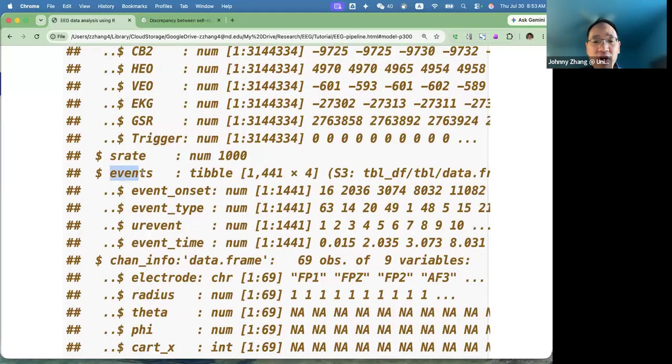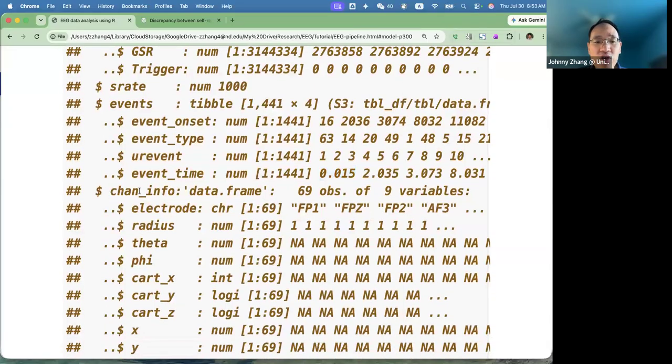Then we have the event information. Event information means what kind of stimuli we used, when the stimuli was presented, and the response information. So this is the starting time of the event, and this is based on the time.